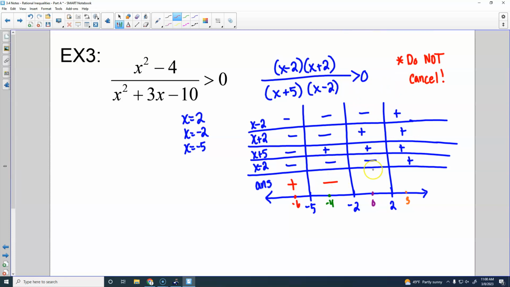Here, I have 2 negatives. That's even. That gives me a positive. And obviously, the last one is all positives there.